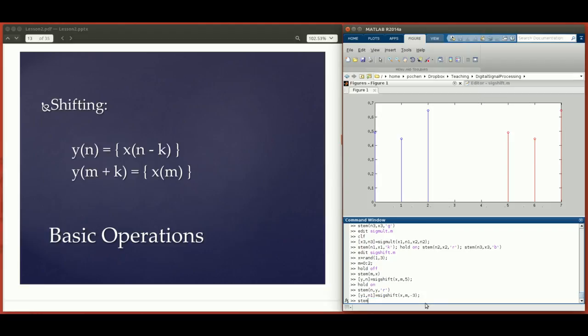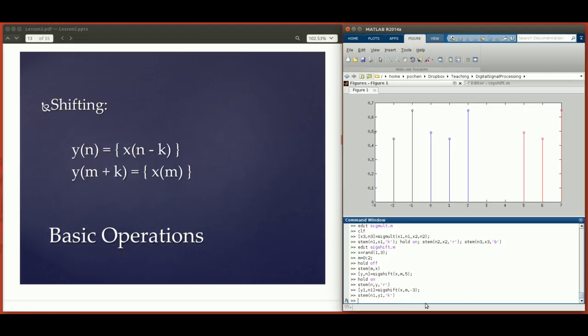And then if I do stem n1 x1, let's now use black. Now that's the same signal shifted backwards to the left by 3. So that's the beginning of the input signal, which is at 0, and then the beginning of the shifted signal, which is minus 3. And you can sort of see what the sig shift function actually does, right?